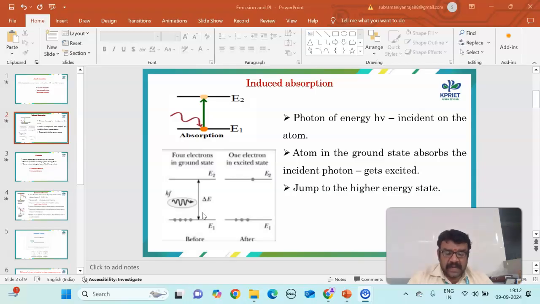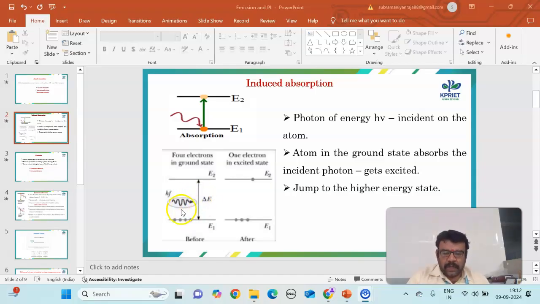As a result of that input, the atoms get some energy and get excited to the higher energy level E2. That input may be called a photon of energy hν, which is incident on the ground level atom. As a result, the atom in the ground state absorbs the energy of the incident photon, gets excited, and jumps to the higher energy state. So this can be called induced absorption. The difference in the energy levels E1 and E2 can be represented by the energy difference ΔE.